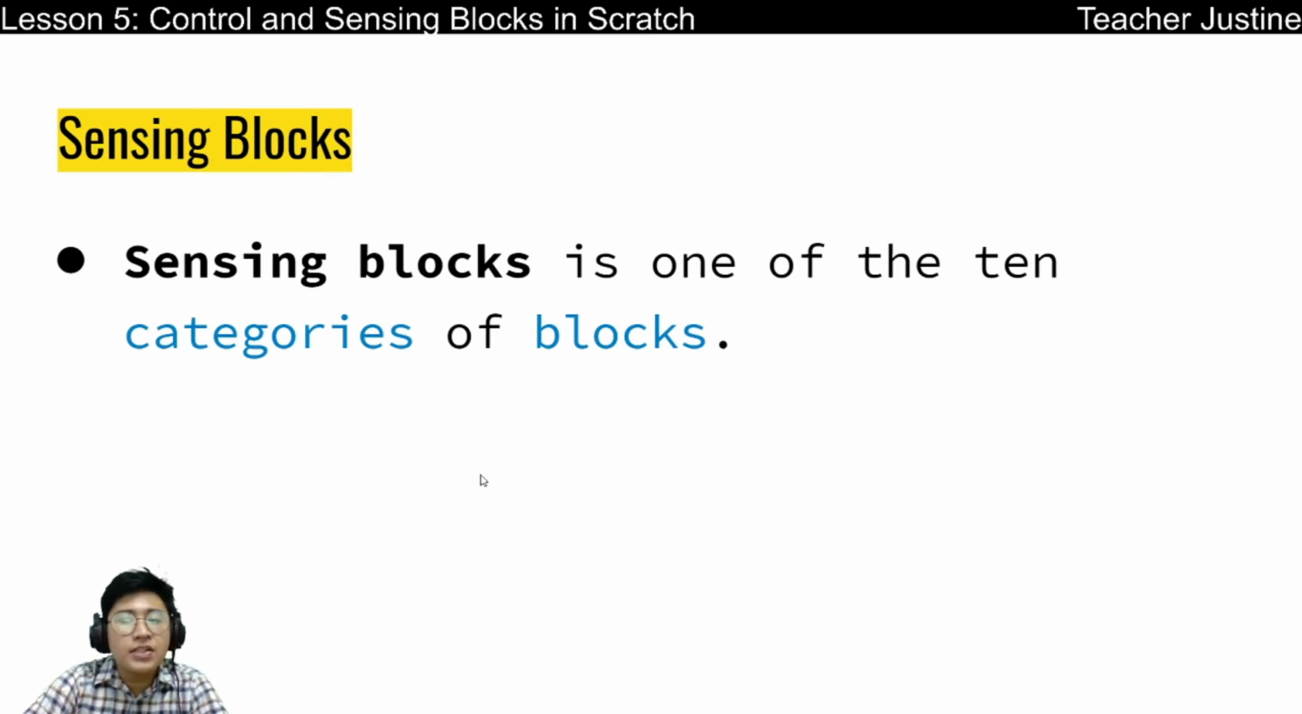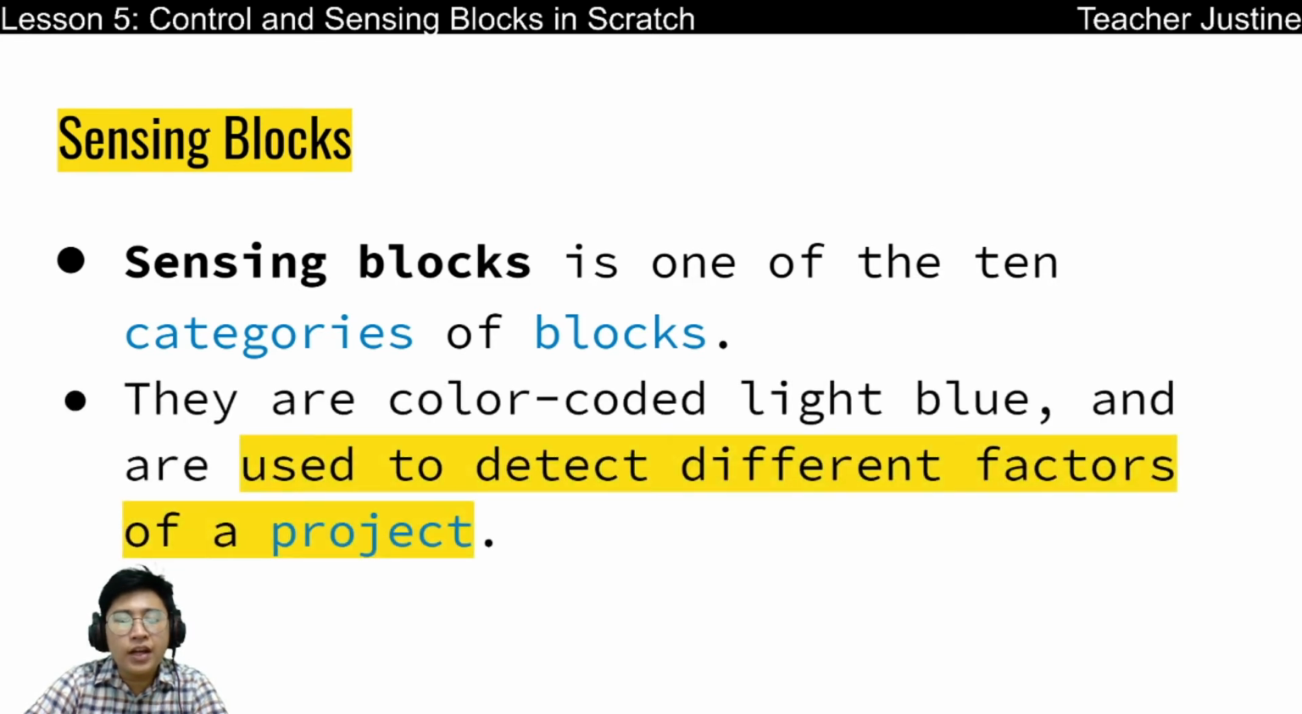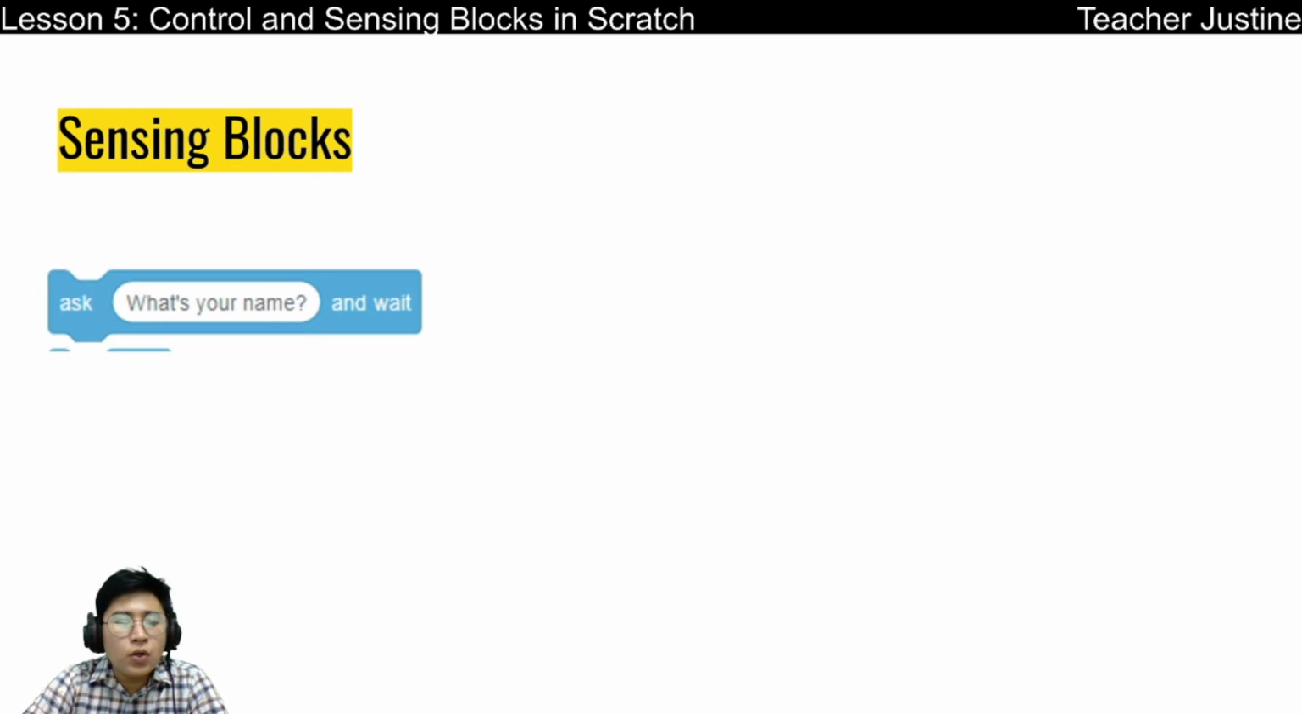Sensing blocks is one of the 10 categories of blocks inside the Scratch programming. They are color coded light blue. All the commands that are light blue belong to the sensing blocks. And what is the use of the sensing blocks? They are used to detect different factors of a project.